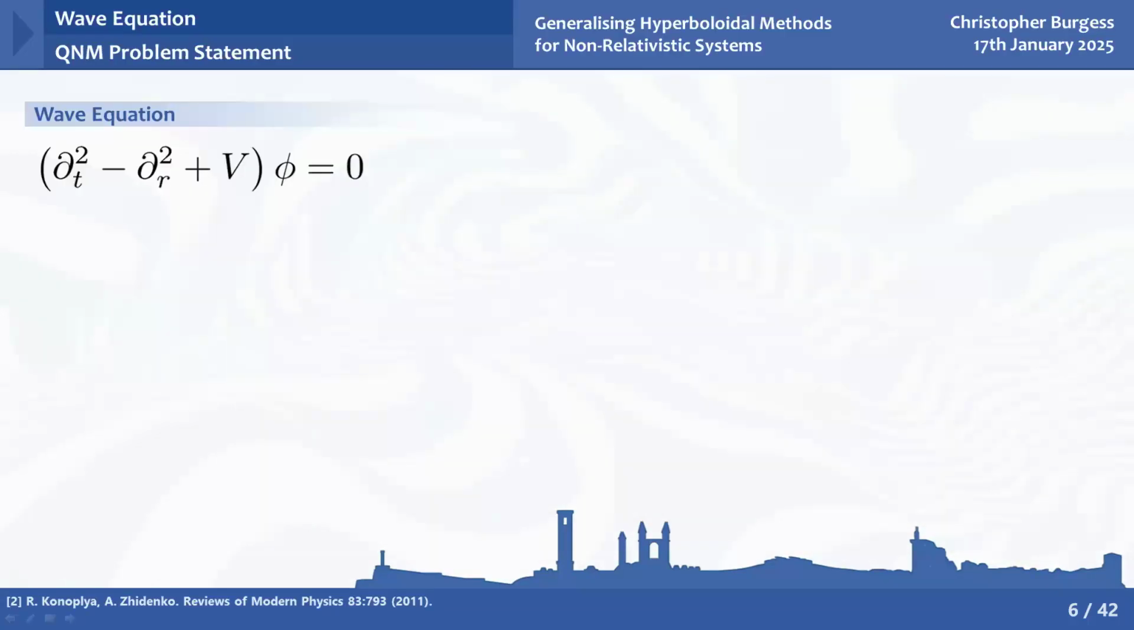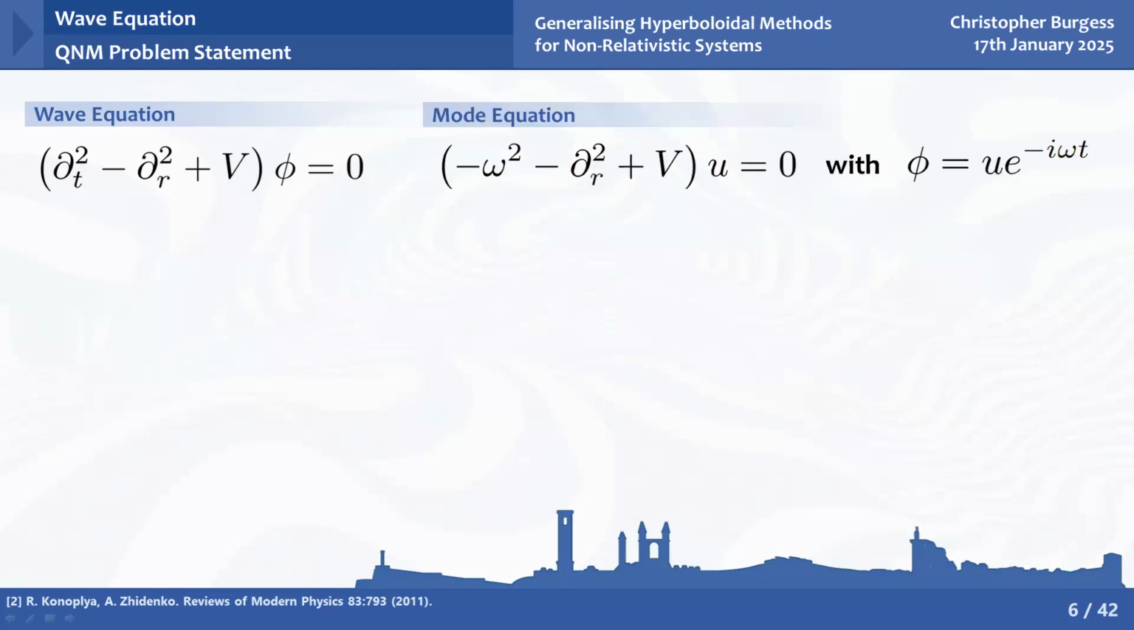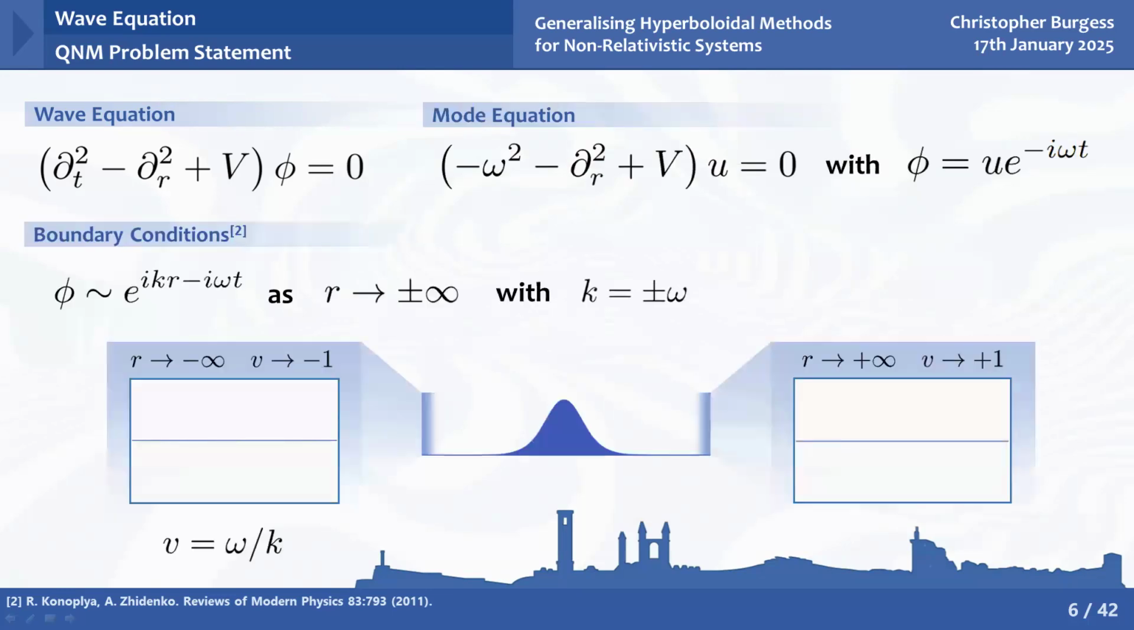So before we do that, I need to state what the problem is. So there's a little bit of information here about what the boundary conditions actually look like. So we start with the wave equation. We take a mode ansatz because we're interested in quasinormal modes. And then the boundary conditions are going to be such that as we go off to infinity, the field is simply propagating outwards. And in a relativistic system with a relativistic wave equation, there's no dispersion.